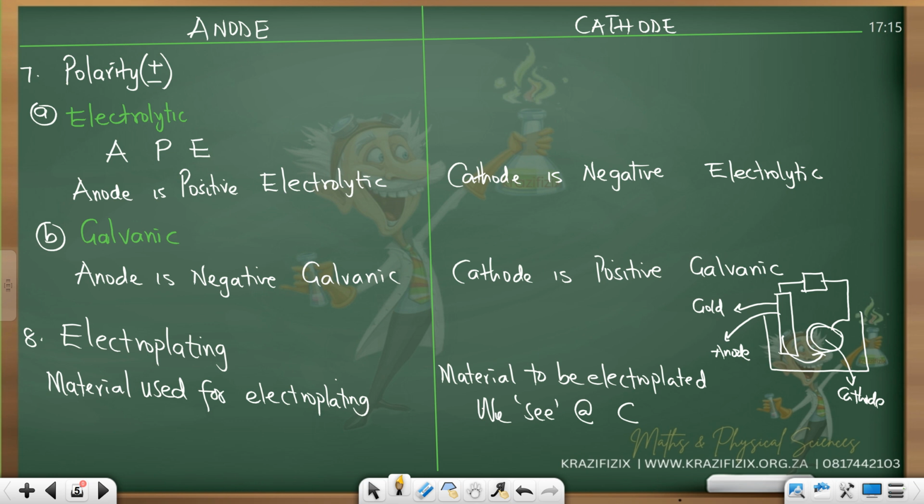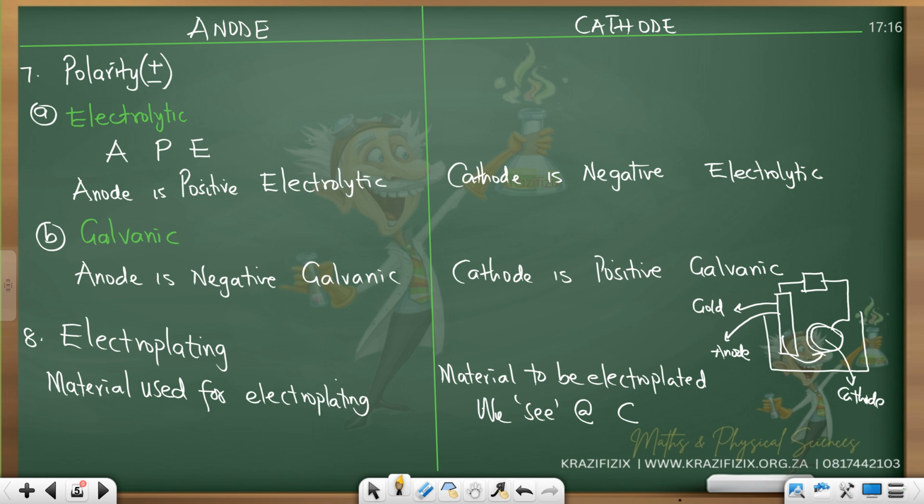Number 7, we looked at polarity. The word ape is going to be our guide. Anode is positive in the electrolytic, while the cathode is negative in the electrolytic. And when you switch it again in the galvanic, which we're looking at today, anode is negative and cathode is positive, because electricity moves from the positive terminal. I'll show you why it's positive. I'll explain why it's positive.